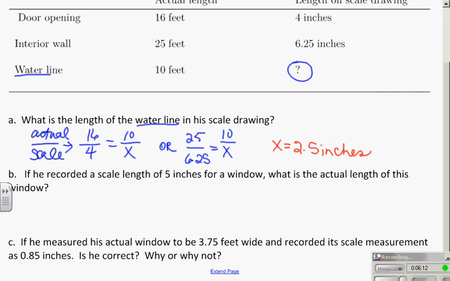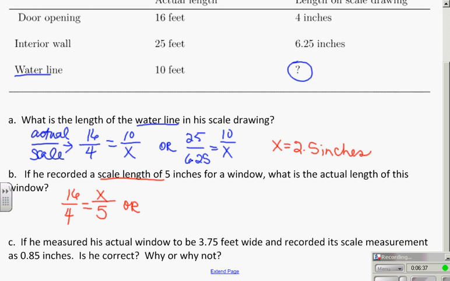Now you could have done it the other way with scale on top and actual on the bottom. Now if he records a scale length of 5, what is the actual value of the window length? So let's go ahead and use our 16 over 4 is going to be equal to, now we don't know the actual, over the scale is 5.